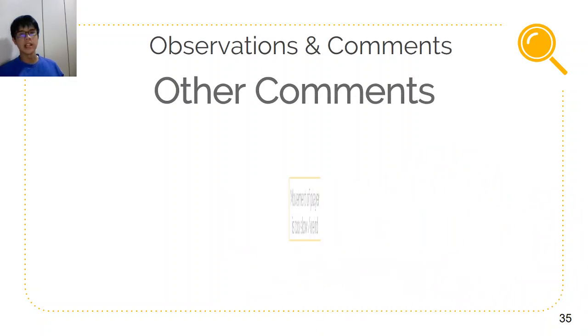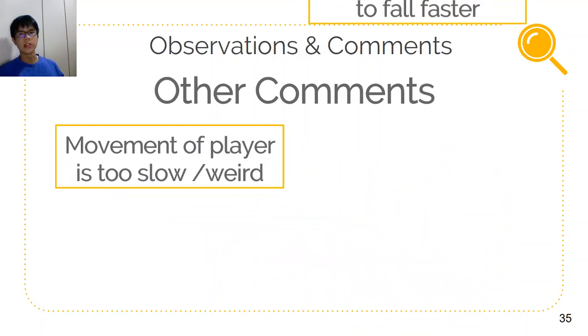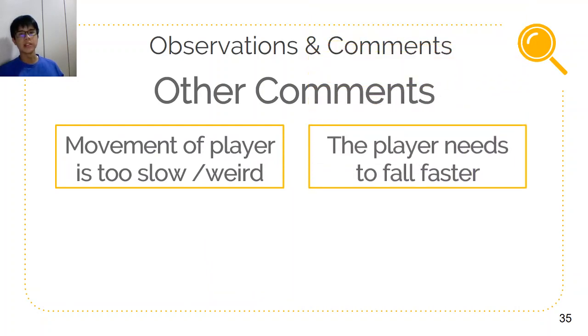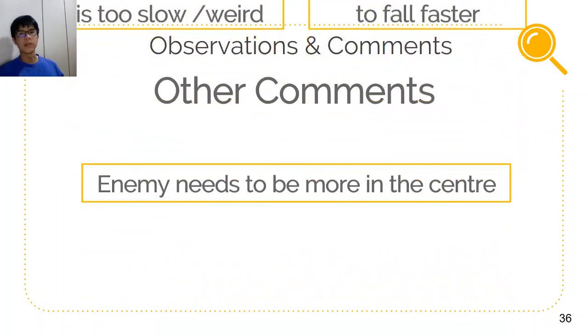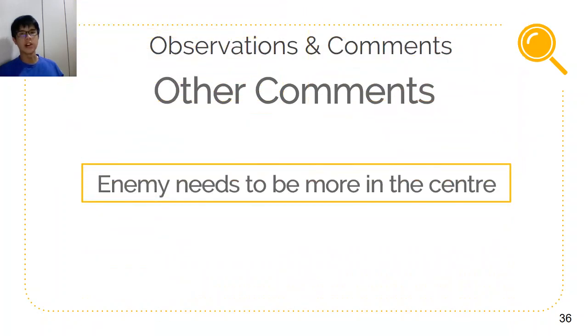Other comments I got include that the movement of the player is weird in terms of the animation and the player moves too slow. The player also needs to fall faster as the game seems to be moving at a slow pace. I have also been informed that enemies need to be in the center more often as they always seem to be near the left and the right of the stage.